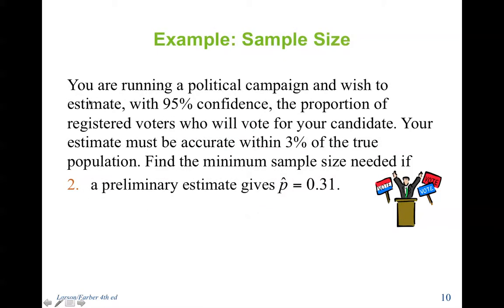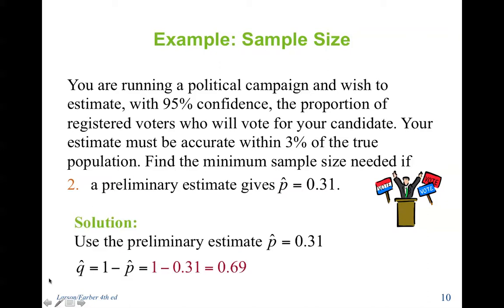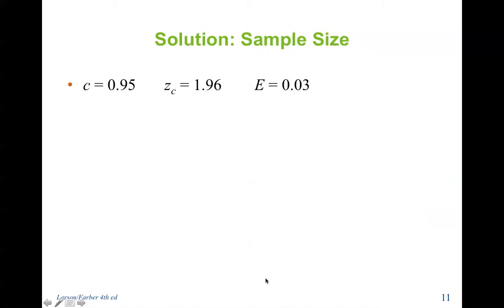So here we have an estimate. We're running a political campaign in which to estimate with 95% confidence the proportion of registered voters who will vote for your candidate. Your estimate must be accurate within 3% of the true population. Find the minimum sample size needed. So first, they've given us a preliminary estimate of P hat being 0.31. Now we need to find Q hat, which is 1 minus P hat, which is 1 minus 0.31, which equals 0.69.